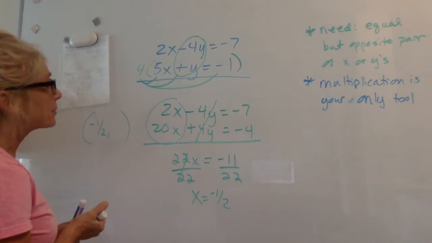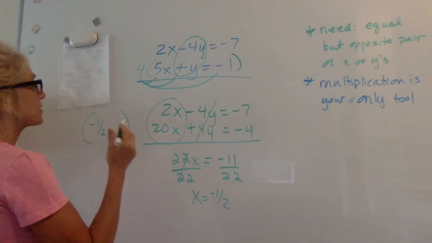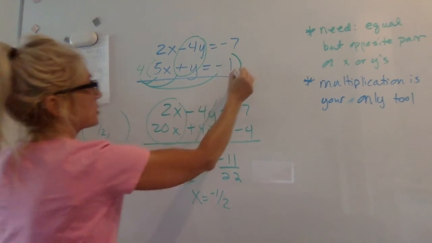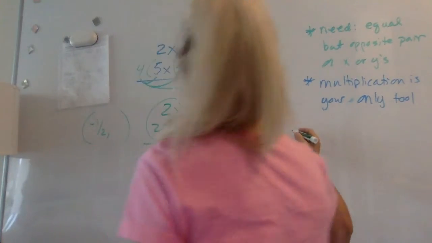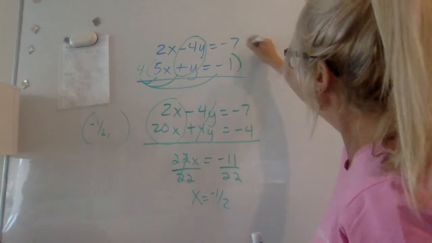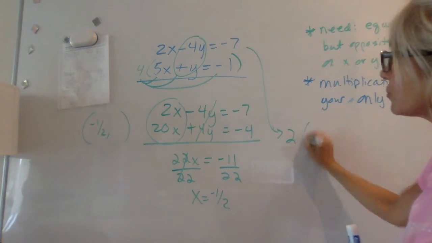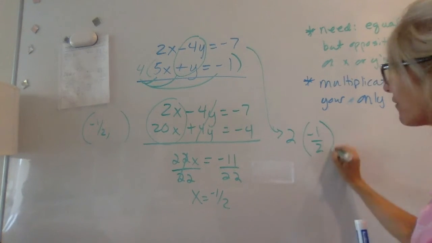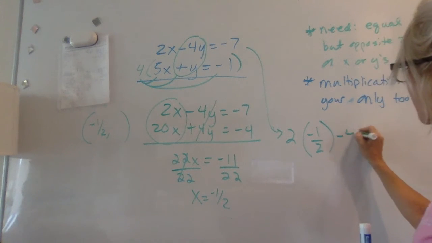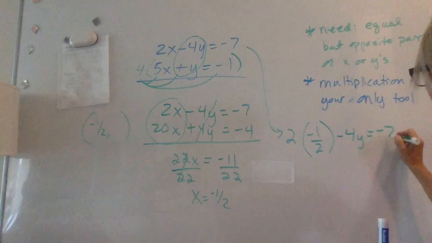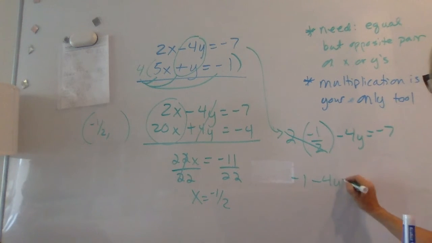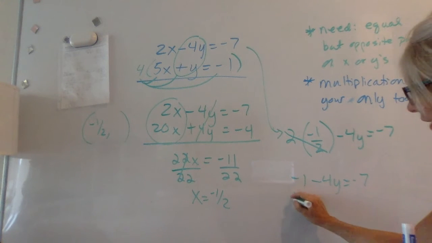Now I do have to go back and plug it in. I'm going to go back to something that looks easy-ish, I guess. I think it doesn't really matter, but I'm going to go ahead and plug it into the first one. It looks a little easier because I'll be taking 2 times that -1/2, and so in that way the fraction will actually cancel. And then I have -4y equals -7. So now I have this, and I've kind of gotten rid of that fraction for now.